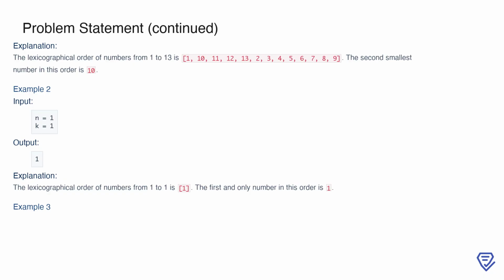Now, for another example, let's consider n equals 1 and k equals 1. In this case, there's only one number, which is 1. The lexicographical order is simply 1, and the first and only number in this sequence is 1. Therefore, the output is 1. These examples show how we determine the Kth smallest number for smaller values of n and k. Let's move on to a slightly larger example to further illustrate the concept.